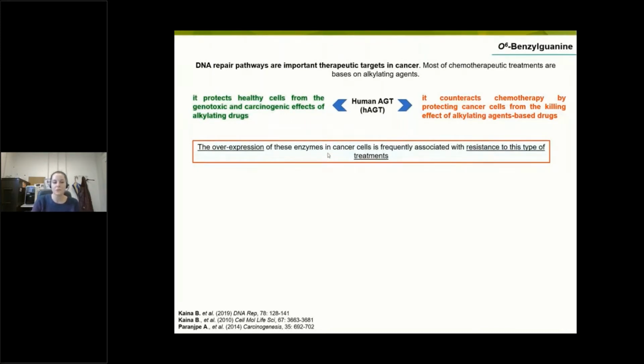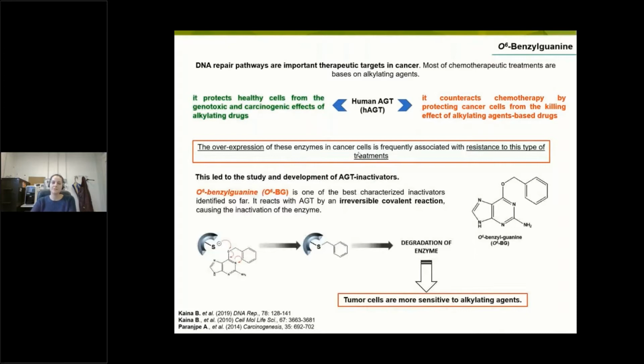And this led to the study and the development of some molecules which block the activity of AGT, just AGT inactivators. And one of the best characterized and identified molecules so far is the O6-benzylguanine or O6-BG. As you can see, it is an analog of the natural substrate of the protein and consists of a free guanine nucleobase which in O6 position presents a benzyl group.